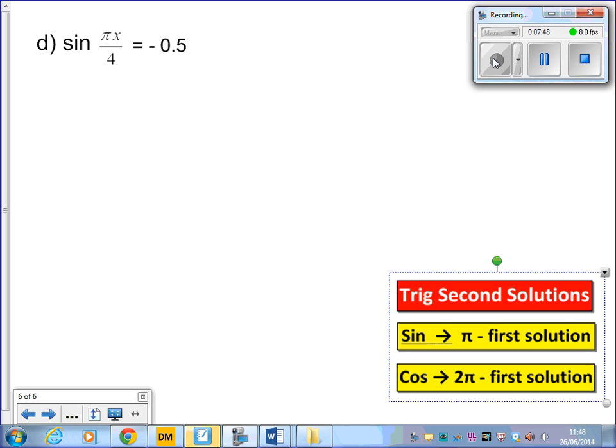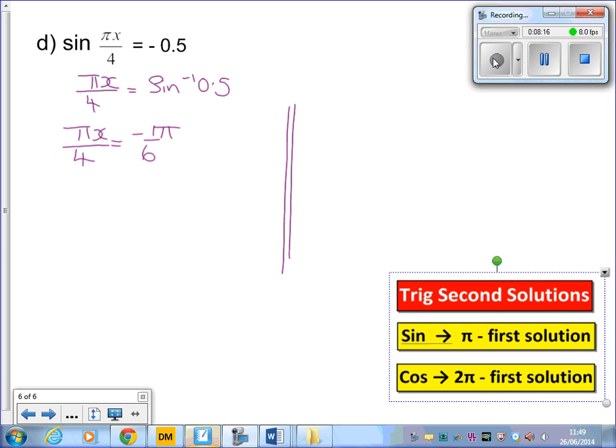Part D, using your calculator, pi x over 4 is sine to the minus 1 of 0.5. That gives me pi x over 4 equals minus 1 over 6 pi. Remember, as soon as you do inverse sine you need to find your second solution. Our second solution for a sine is pi take away the first solution.